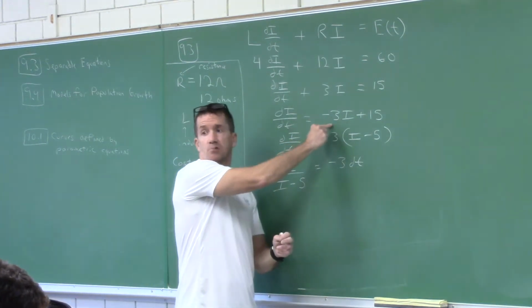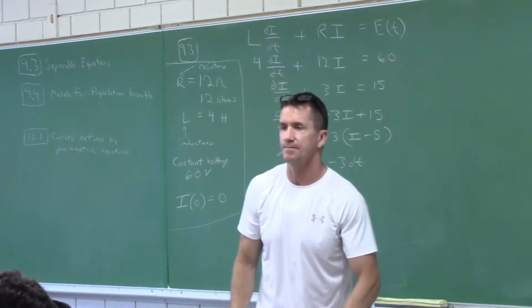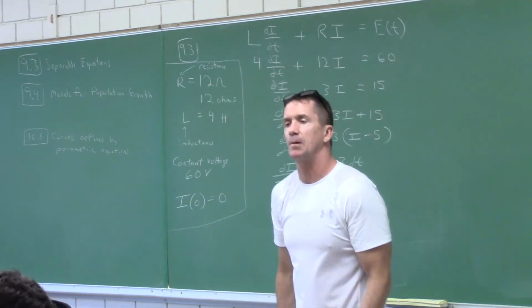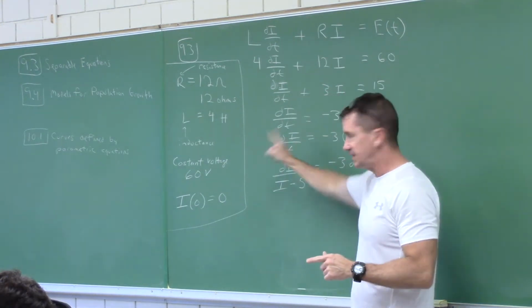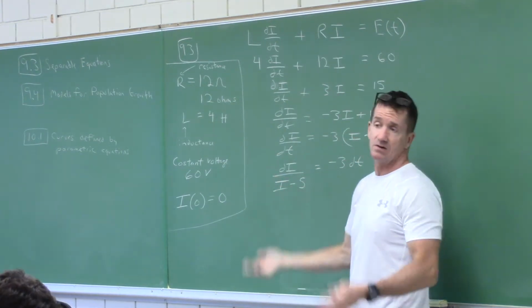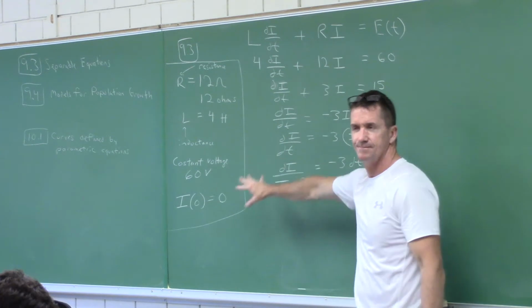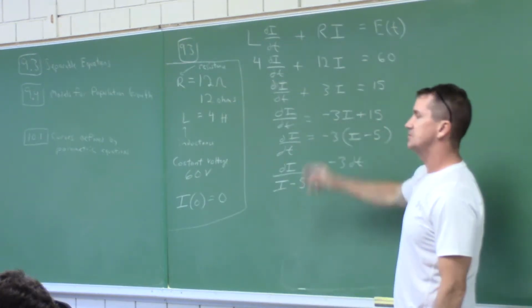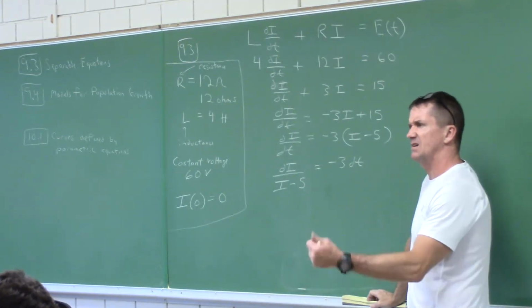Now, what if I brought this over? I would have had to do a u sub. I would have let u equal that negative 3I plus 15 on the left and done a u sub and still got a natural log. But it would have been more work. That's why I thought, hey, might as well factor that out first. Is everyone okay with that?